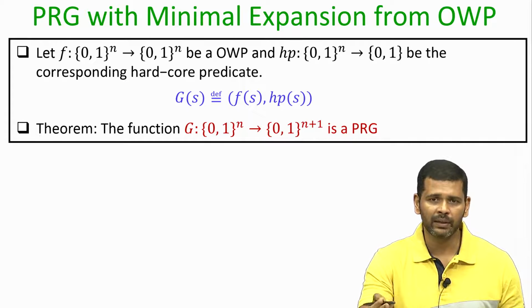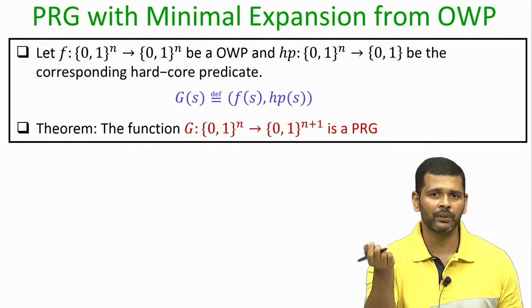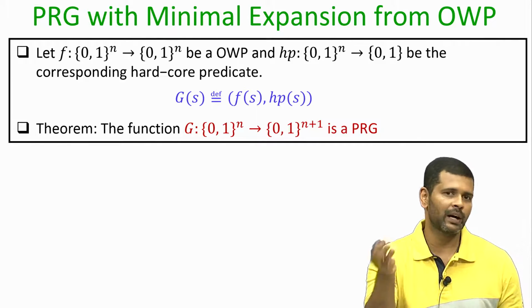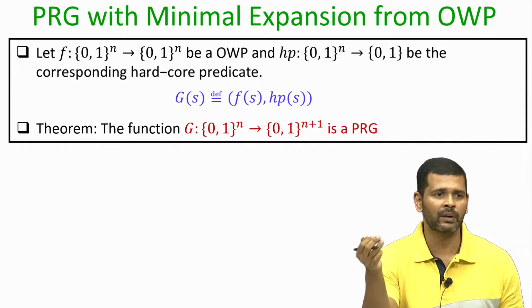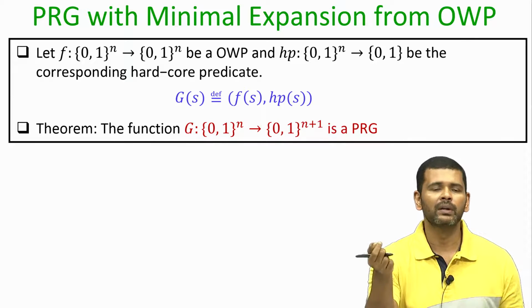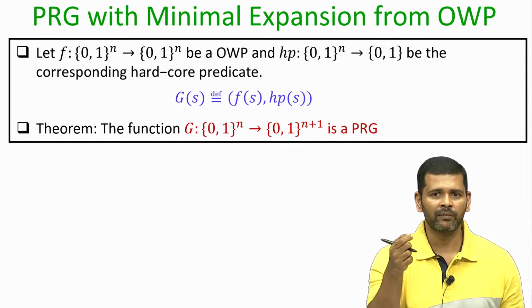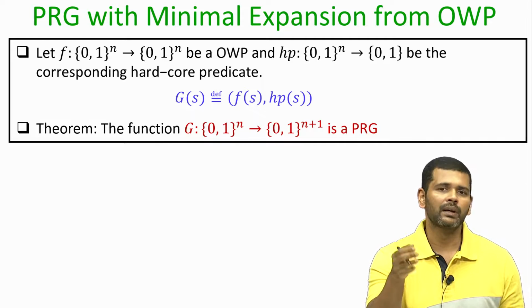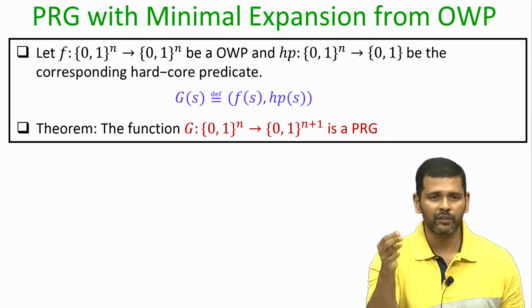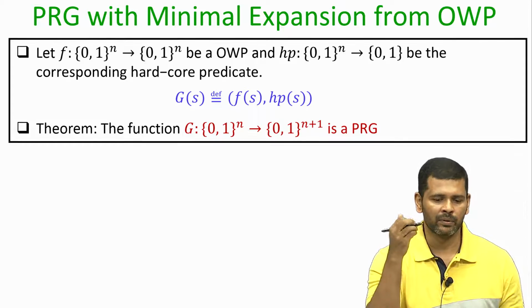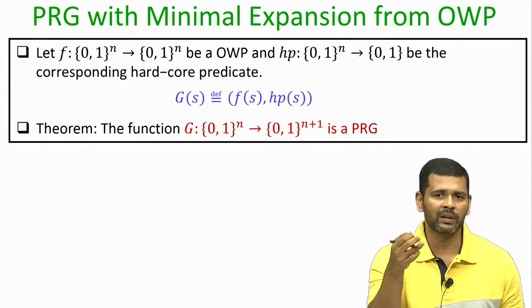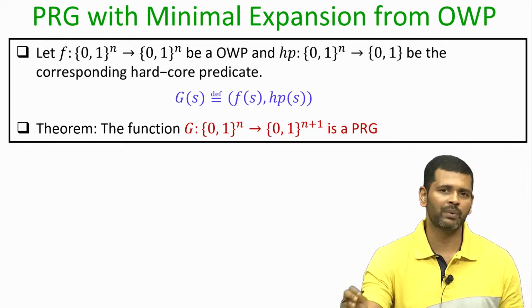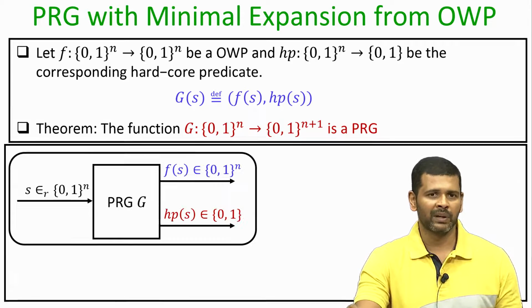That is why it is a PRG with minimal expansion, because that is the minimum amount of expansion which you expect from a PRG. If the output of the PRG is the same as the input of the PRG, then that is not a PRG as per our definition, because the first requirement from the PRG definition is that the size of the output should be more than the size of the input. So, the minimum such condition is when the size of the output is 1 more than the size of the input, and that is why this PRG is a PRG with minimal expansion.